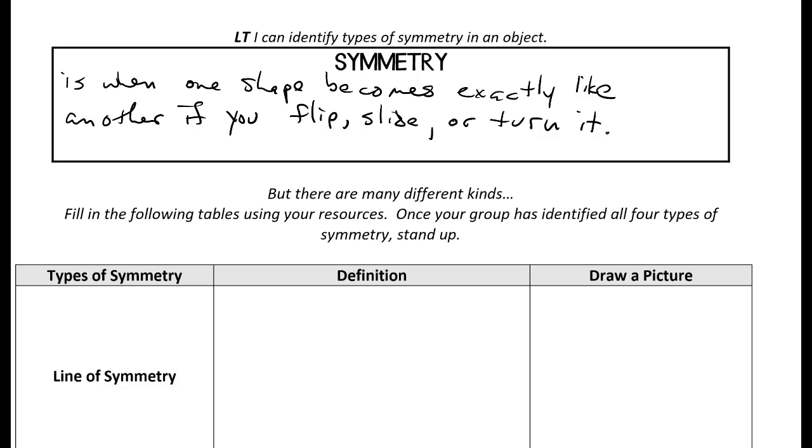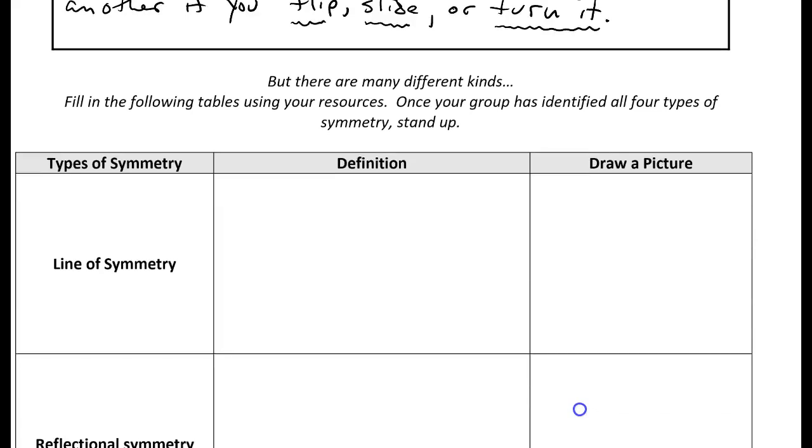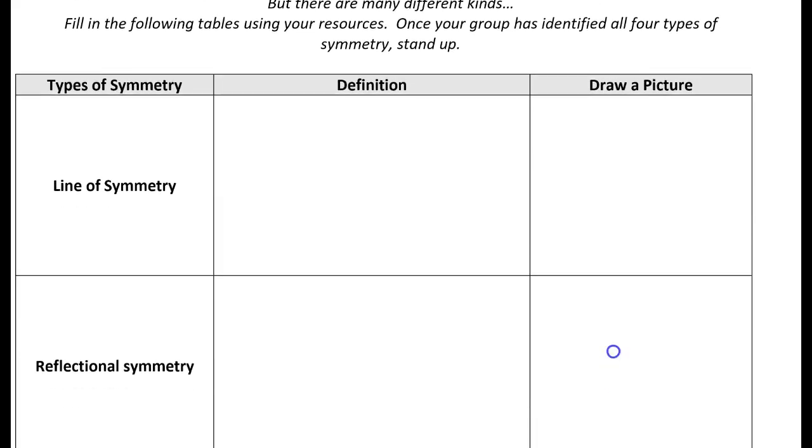by doing something to it, like our flip. Okay, flipping it over, or we could just slide it from one place to the other, or turning it, or we'll say rotating it. All right, so there's a bunch of different kinds of symmetry. So let's talk about a bunch of these.